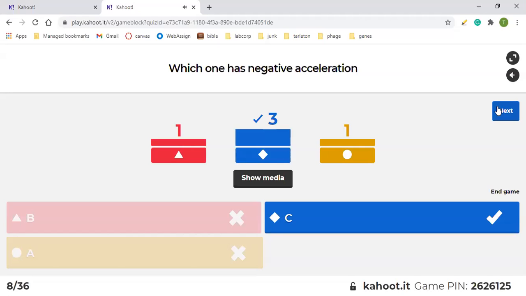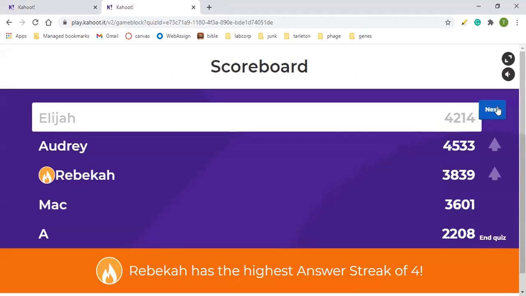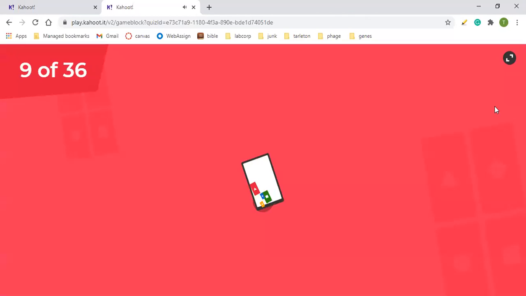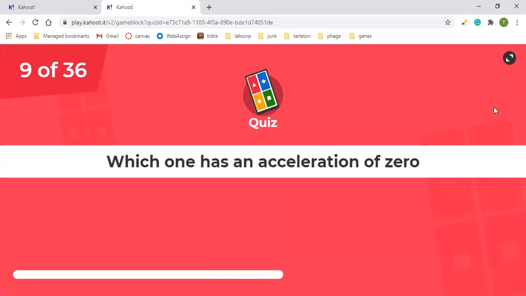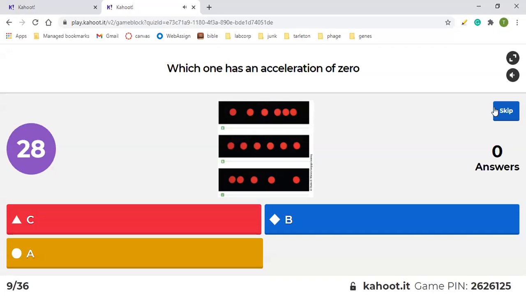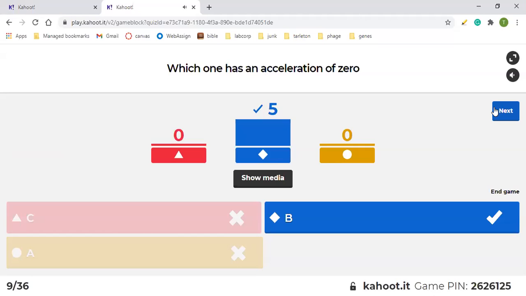So in this one, negative acceleration means the dots are further apart. As the dots get further and further apart, the slower they're going, meaning it's a negative acceleration. So in this one, we don't see a change in speed. The dots are perfectly spaced apart, so there is no acceleration because velocity is constant.